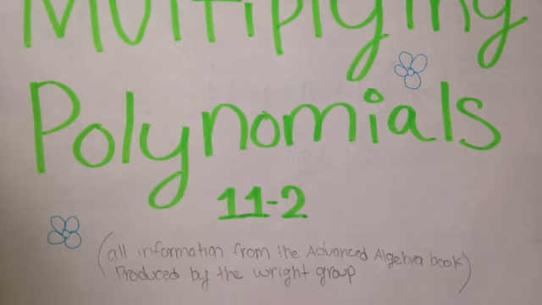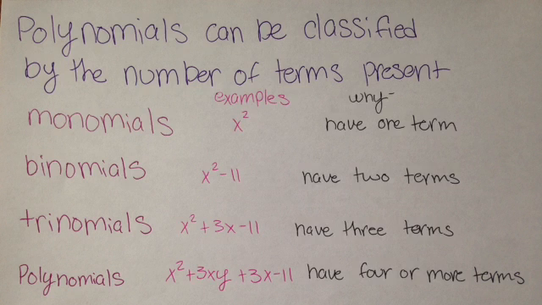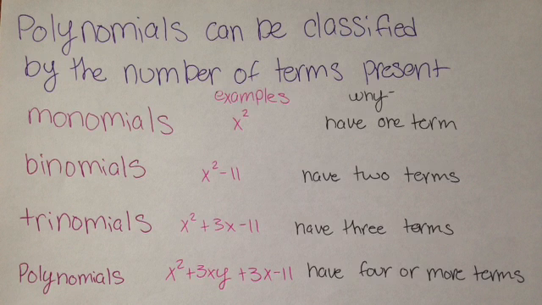Multiplying polynomials. The extended distributive property says to multiply two polynomials, multiply each term in the first polynomial by each term in the second and add the products. Polynomials can be classified by the number of terms present. They can be classified as monomials, binomials, trinomials, or polynomials.